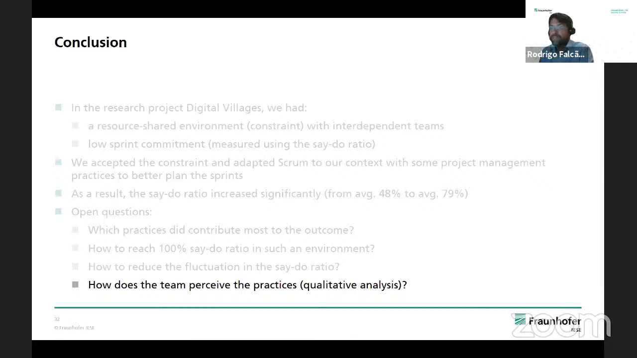And finally, we think that it would be beneficial to do some qualitative analysis or to check how the team perceived the introduction of those practices, because our evaluation was 100% quantitative.